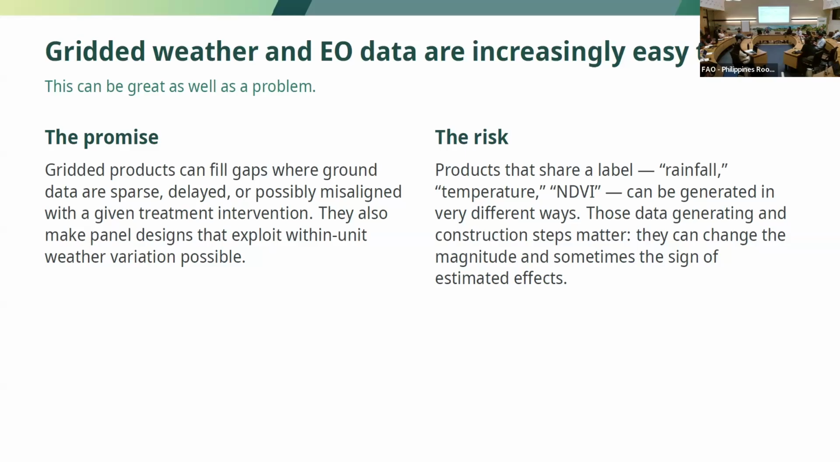The risk is that products that share this same nominal label, whether that's rainfall, temperature, or beyond, can be generated and constructed in a variety of different ways. And so those construction steps can really matter. We see in a number of different cases that they can change the magnitude and sometimes even the sign of what your estimated effects are.